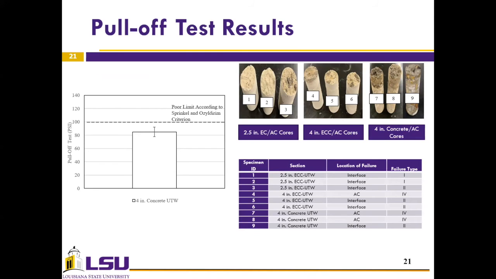In terms of the categorization for the specimens, ECC samples failed adhesively. However, only one sample, sample number 4, failed cohesively. This is relevant because it shows that even though low, there is some degree of attachment between ECC and asphalt. As for the 4-inch concrete AC cores, they failed mainly cohesively.